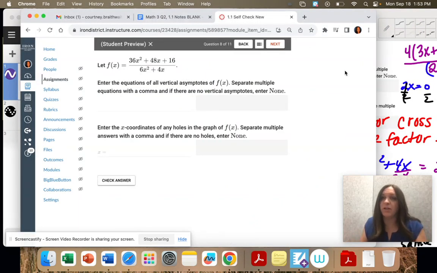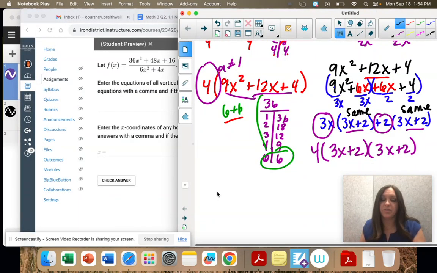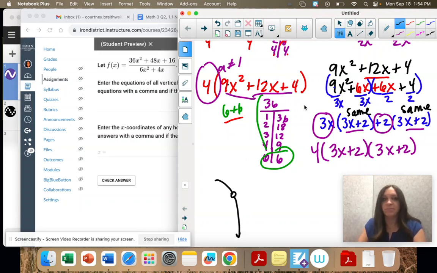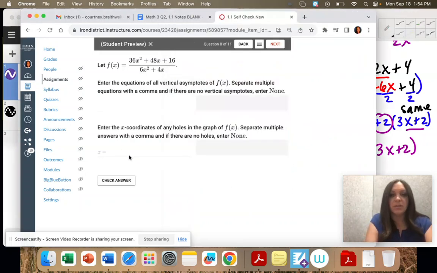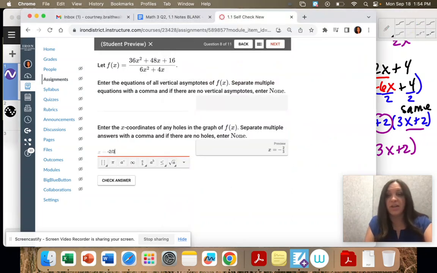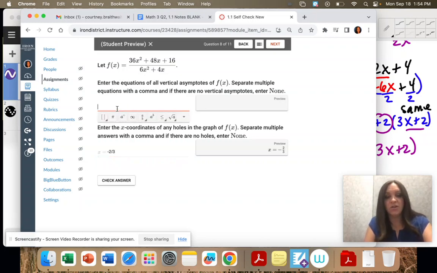Sometimes when we draw it, we'll draw it like this. We'll draw the line going down and we'll literally draw a hole and then continue it. So x equals negative 2/3 is the hole. Find that one first and then go back and find your asymptote.